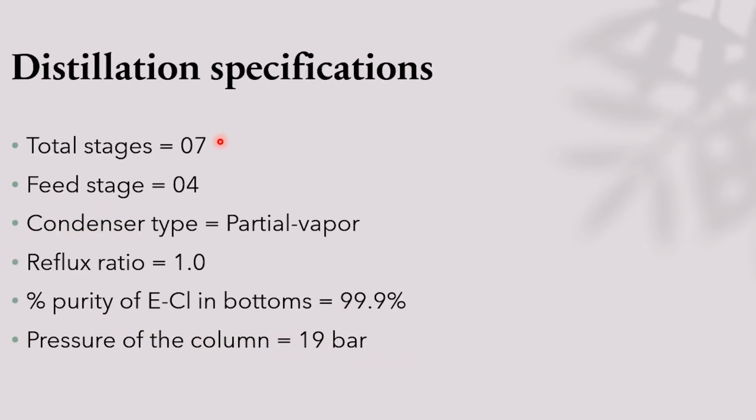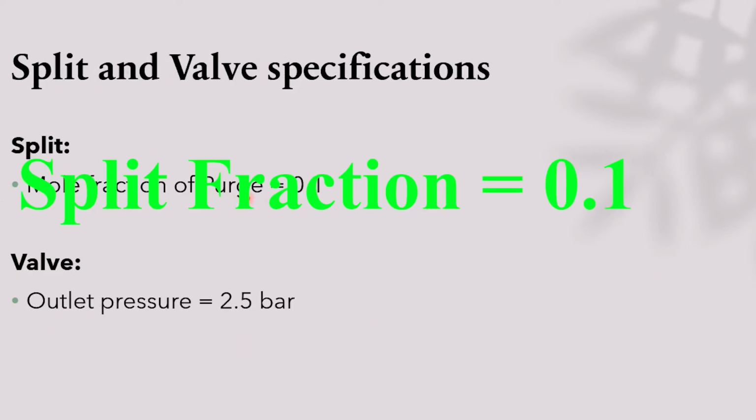Then in distillation, there are 7 stages, the feed stage is 4, and the condenser type is partial vapor. The reflux ratio given is 1. The purity of ethyl chloride in the bottoms is 99.9%, and the pressure of the column is 19 bar, which means the condenser and reboiler pressure will both be 19 bar. Then in the split, the mole fraction of purge is 0.1 and the outlet pressure from the valve will be 2.5 bar.